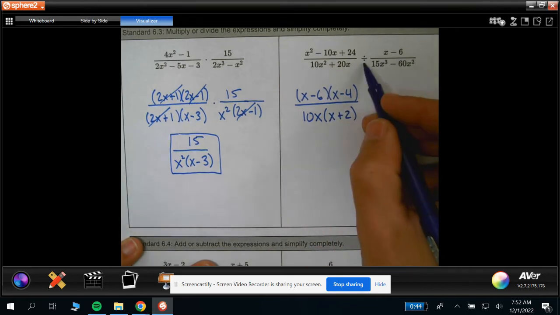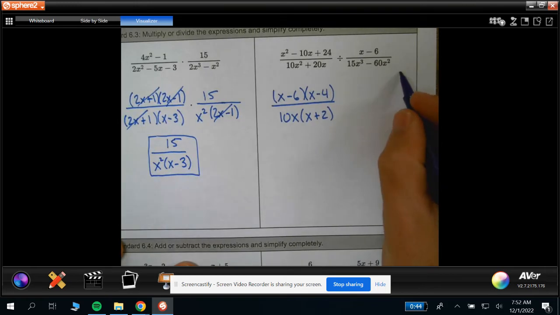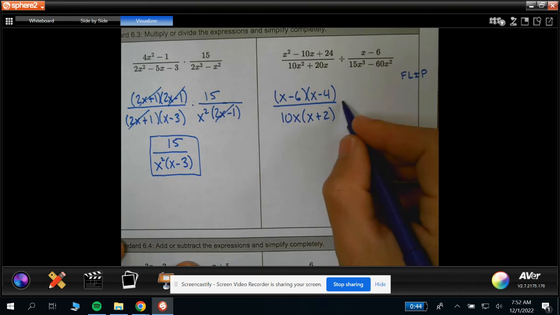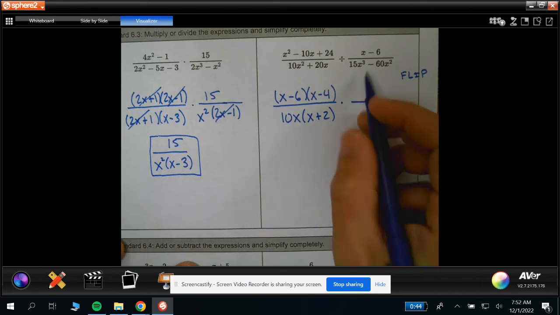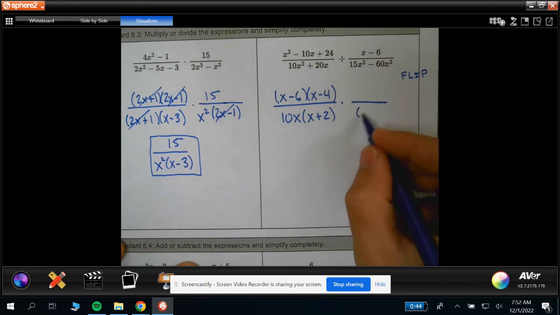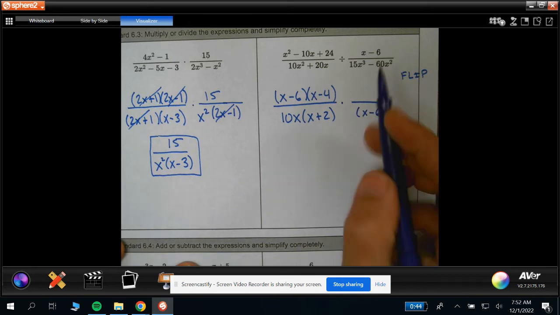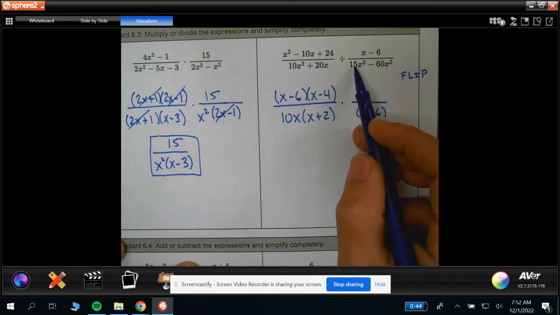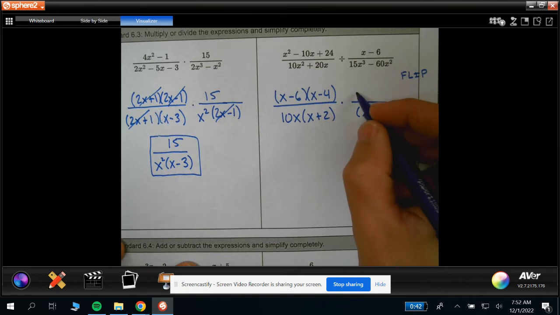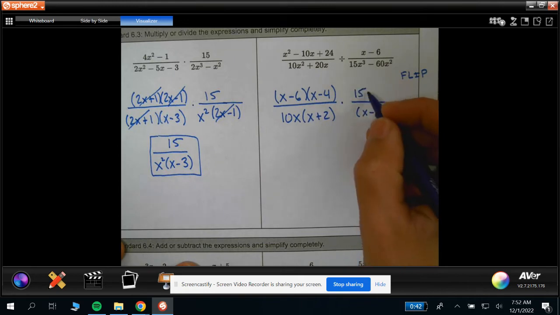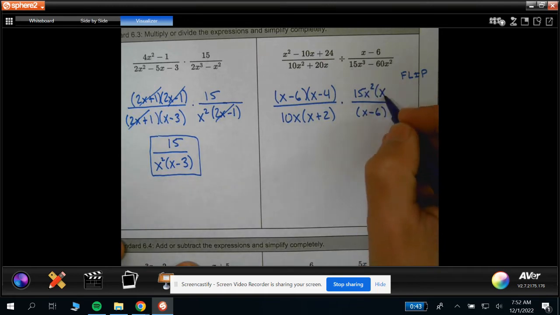Then, division, what do we do? We flip and multiply. Don't forget to flip it. So we're going to multiply it. That means this x minus 6 is now on the bottom. On the top, what's our greatest common factor? 15x cubed minus 60x squared. 15 goes into both of those along with an x squared. 15x cubed divided by 15x squared is x. 60x squared divided by 15x squared is 4, so minus 4.